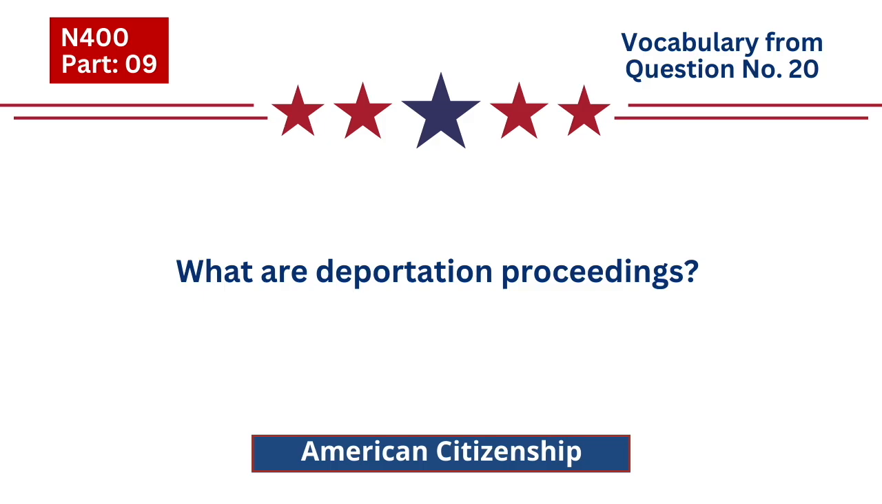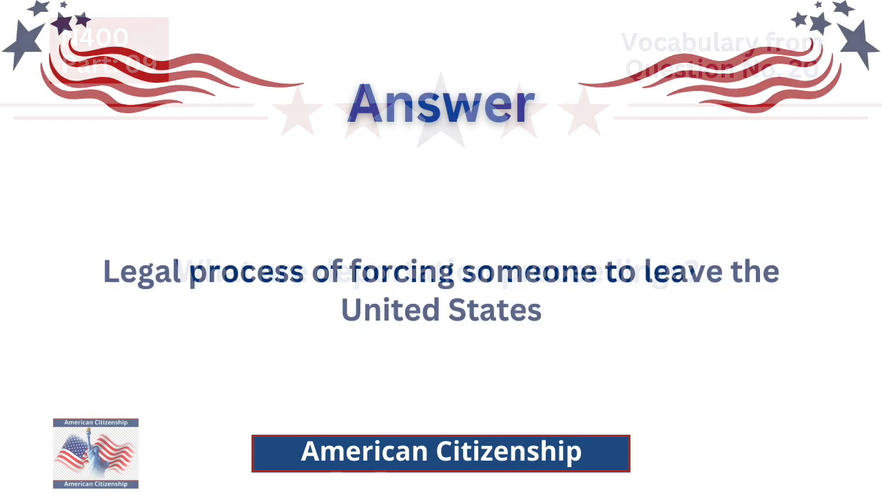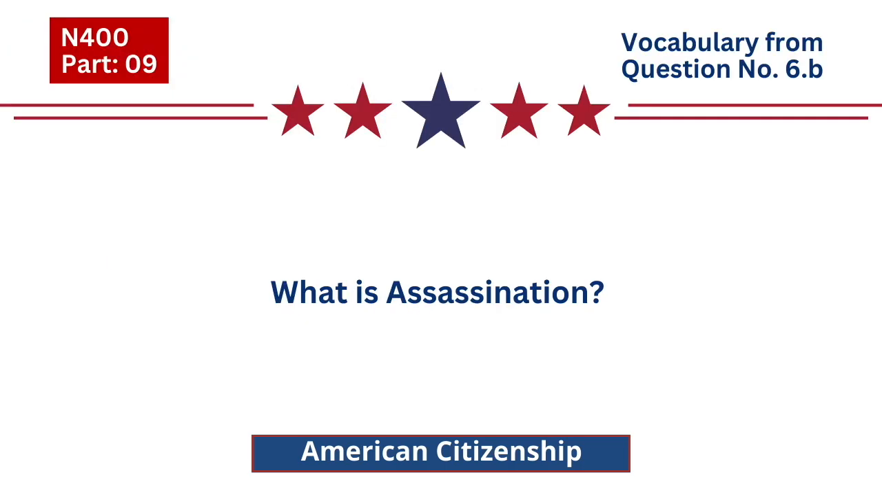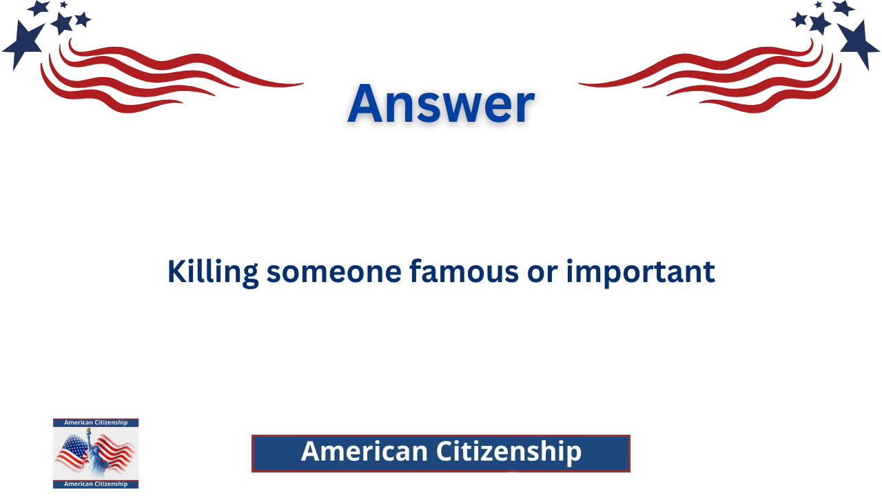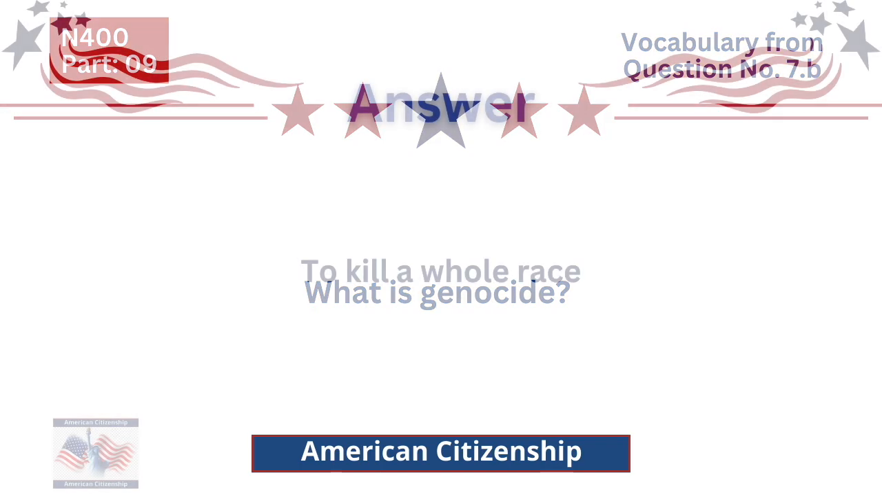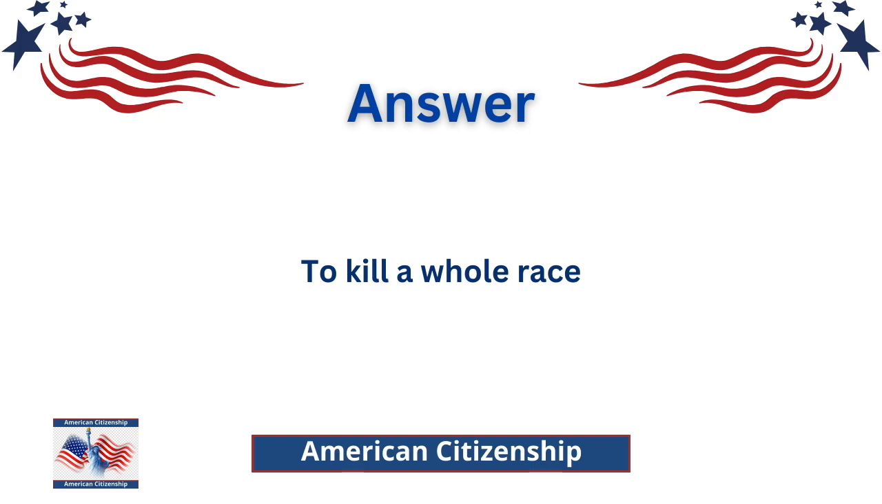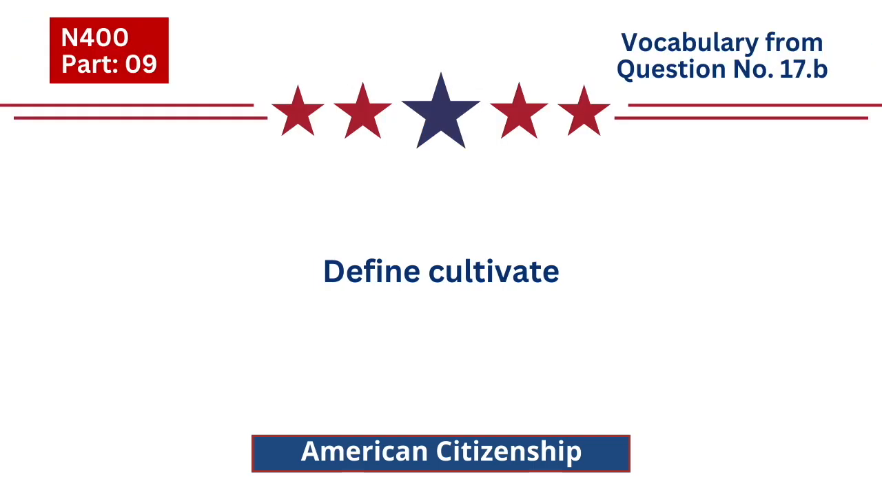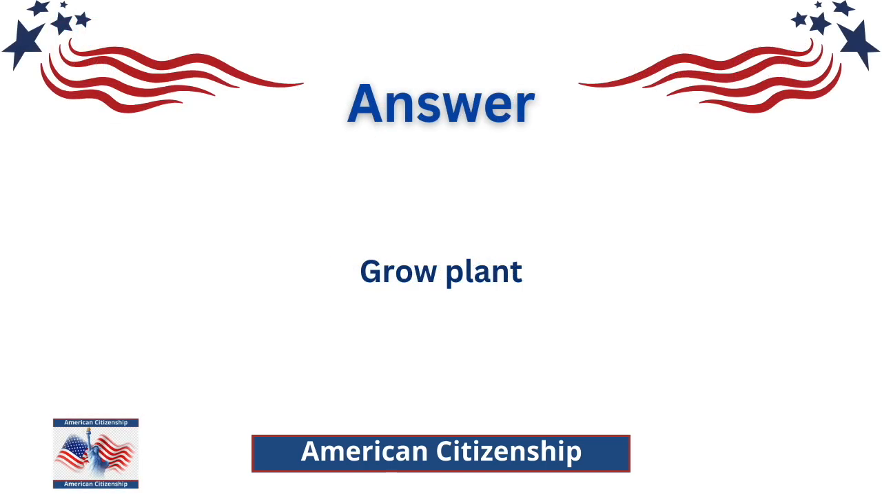What are deportation proceedings? Legal process of forcing someone to leave the U.S. What is assassination? Killing someone famous or important. What is genocide? To kill a whole race. Define. Cultivate. Grow plant.